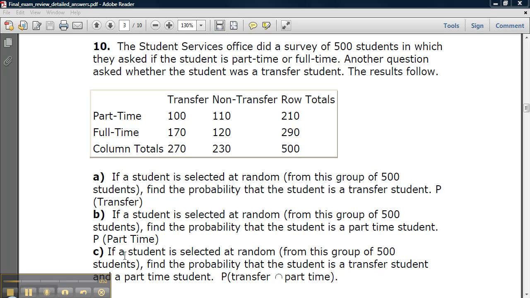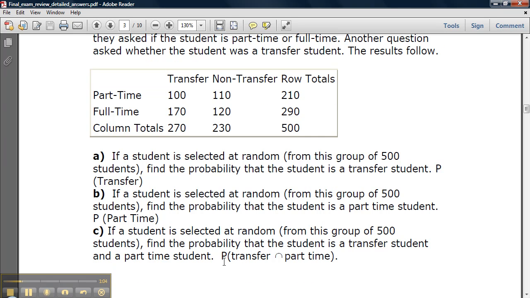Part B, probability that a student is part-time. So here, total part-time students, 210 out of 500. And notice I can bypass this and just read this. It says the same thing. The probability of the transfer student and their part-time. This means and. That's a symbol. So transfer student and part-time is going to be 100 out of a total of 500.